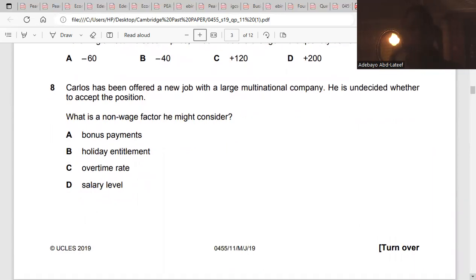What is a non-wage factor he might consider? So when you talk about non-wage factor, it means it is not about finance. It is not monetary. So when you talk about bonus payment, it is money. When you talk about holiday entitlement, yes. Let's check the other one.